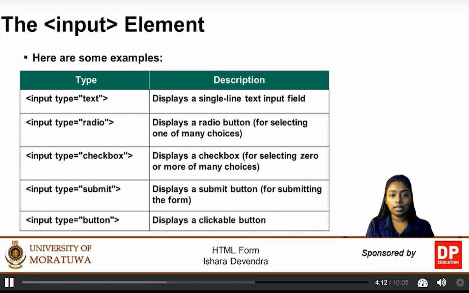The first one is the text input. It displays a single line text input field in a form. The next one is the radio input type. It displays a radio button for selecting one of many choices. Next, we have the checkbox input type. It displays a checkbox for selecting 0 or many choices.